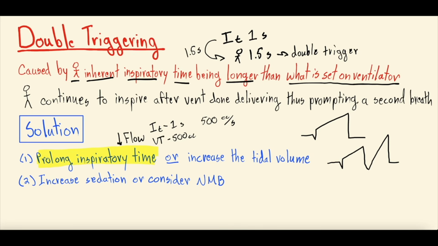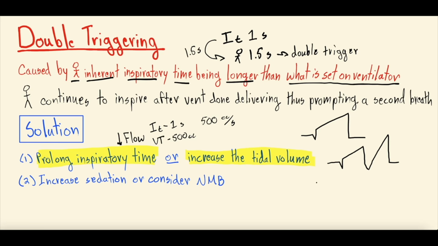The other thing you can do is increase the tidal volume being delivered, because this will also, I shouldn't say it'll decrease the flow, but if you increase the tidal volume, you can match the inspiratory effort that the patient is giving you, match the tidal volume they want, and thus stop them from prompting that second breath.